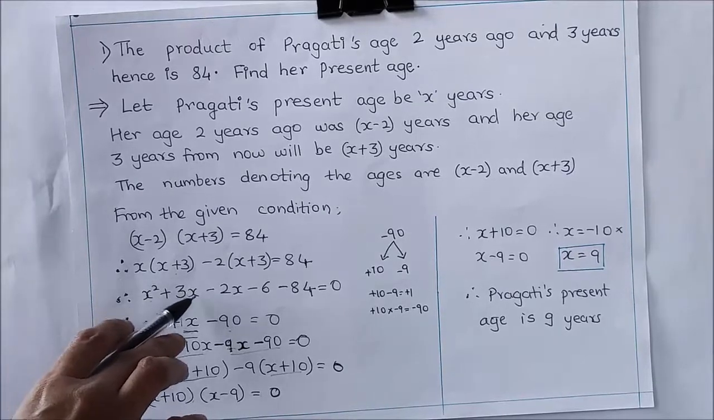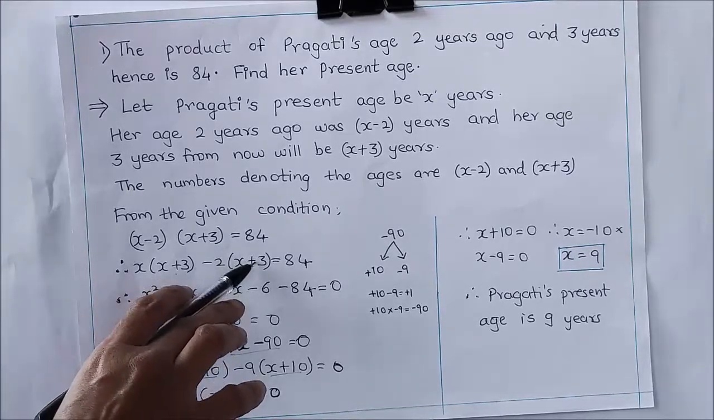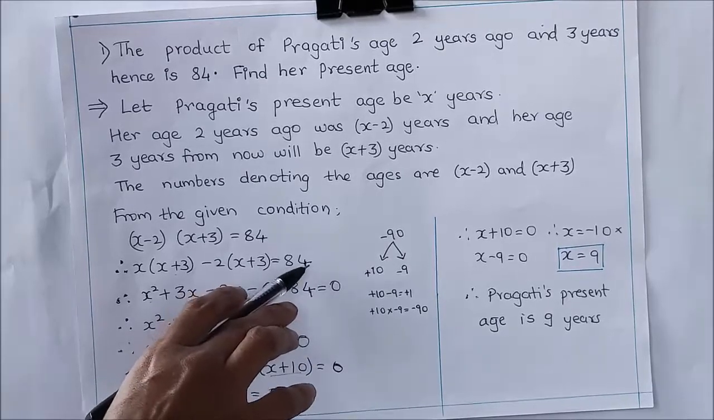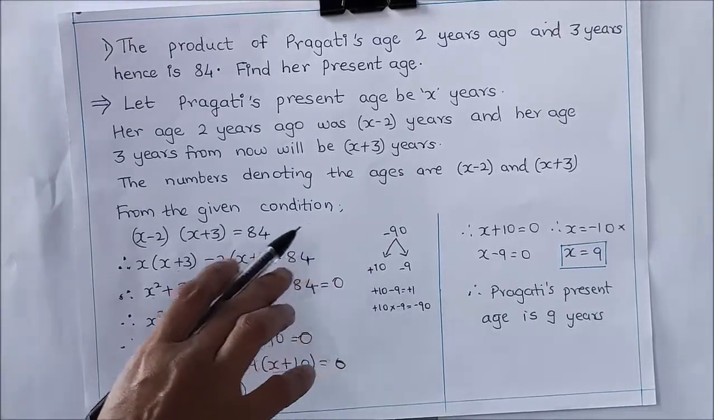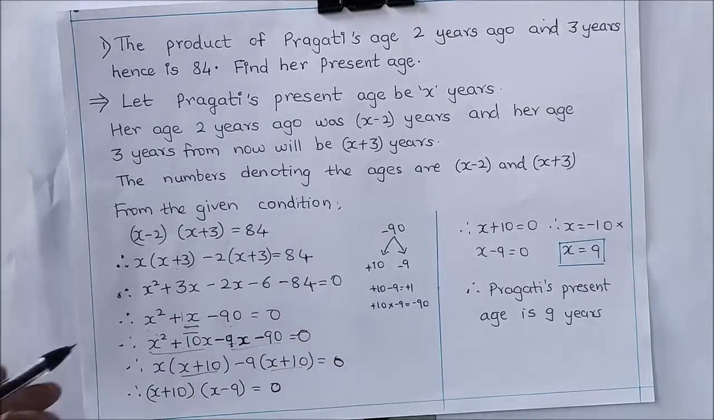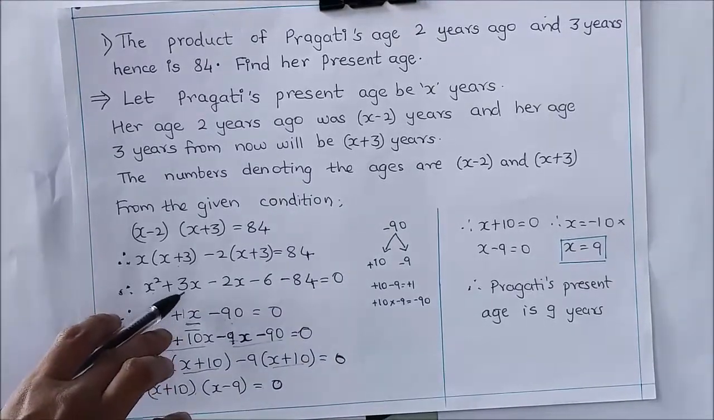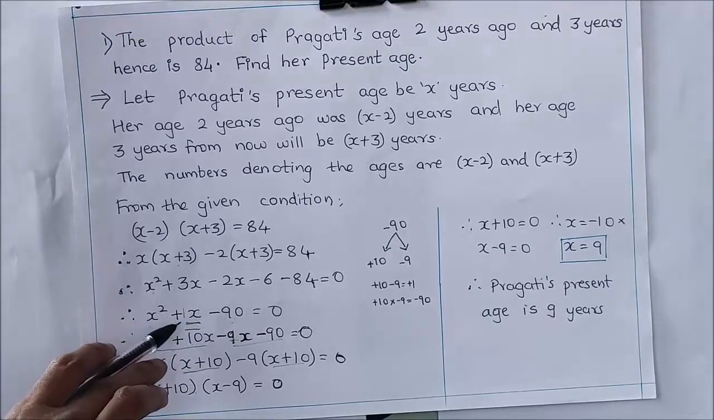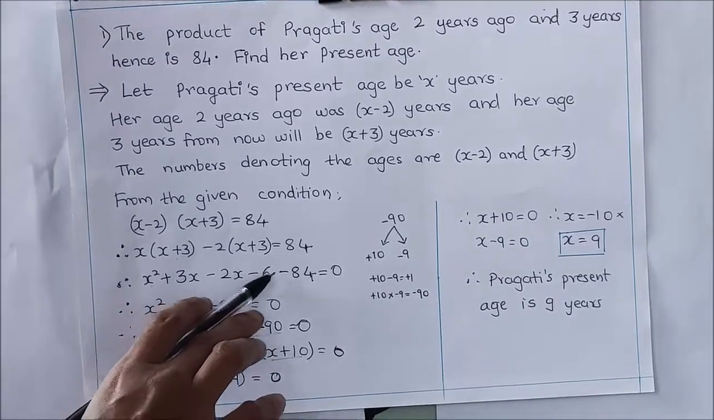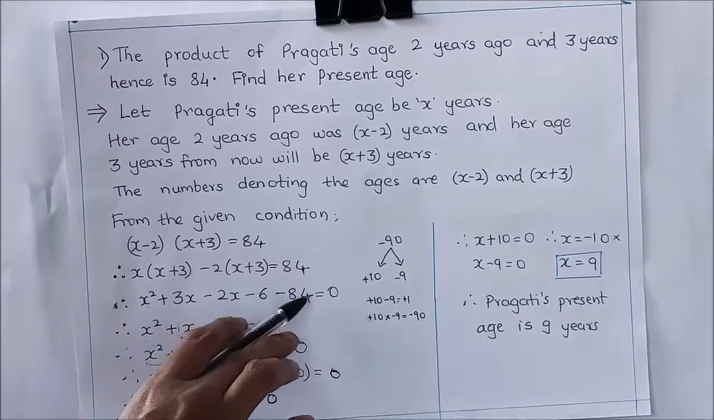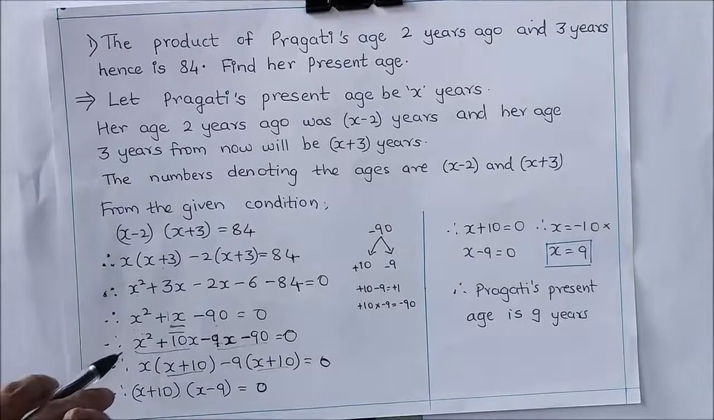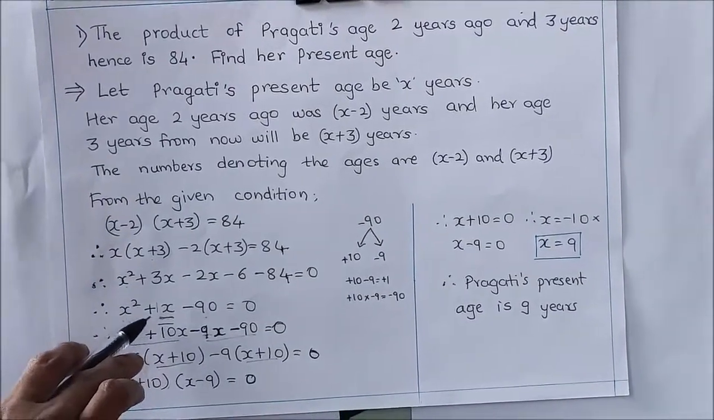x square plus 3x minus 2x minus 6 minus 84. Shifting 84 to the left hand side, minus 84 equals 0. Therefore x square plus 1x, and minus 6 minus 84 is minus 90, equals 0.